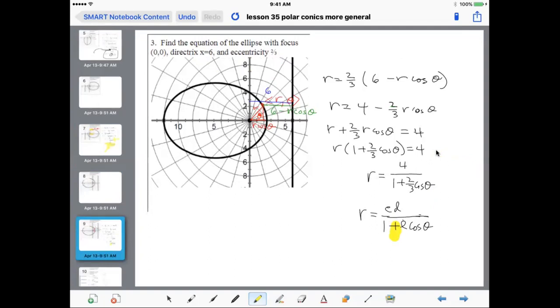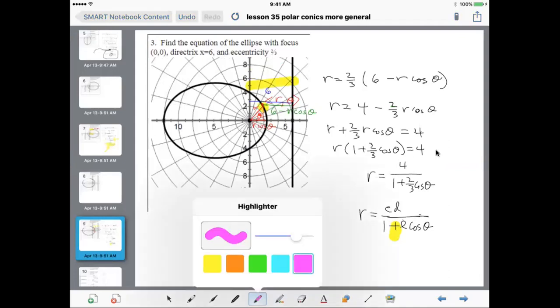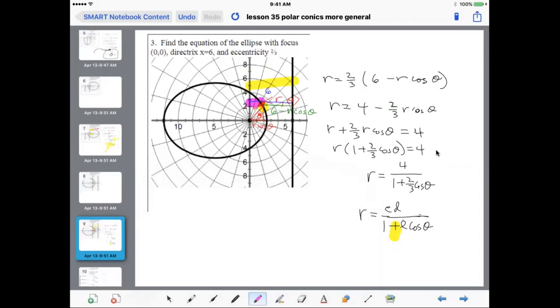The r theta I put over there. And that green line segment is smaller than 6. 6 is from here to here. That green segment's smaller by this little tiny amount. I'll use a different colored highlighter, by this small amount. But that small amount is also this, which is r cosine theta.